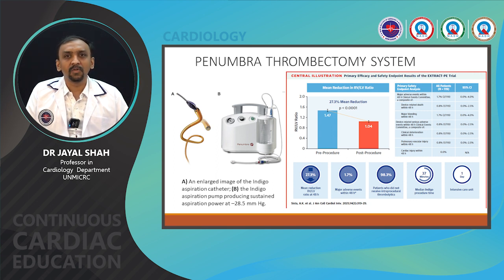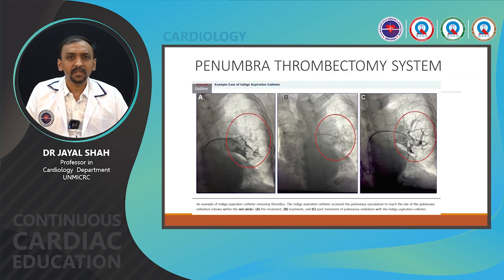This is a pictographic description of the EXTRACT-PE trial, which is the largest study for the Penumbra thrombectomy system to date. It led to an impressive 30% relative risk reduction in RV by LV ratio pre versus post procedure. There was also a 1.7% rate of major adverse events within 48 hours, and 98.3% of patients did not receive any intra-procedural thrombolytics. So this is just the Penumbra thrombectomy system.